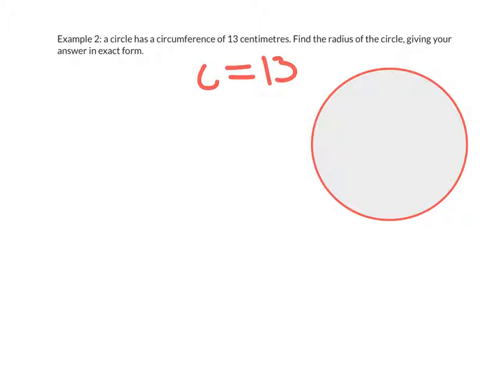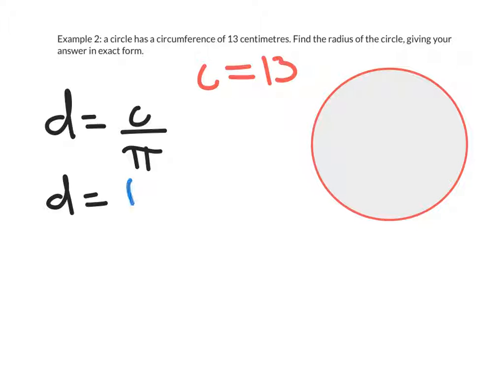So to find our diameter, all we have to do is we have D is going to be equal to C over pi. And to find out what that is, we've just got to substitute our value for C. So we know C is 13. So we're going to replace our C in the equation with a 13. So we have 13 over pi. Now we're very close. That's got the diameter there. And it's in exact form. So all we need to do to find the radius is halve it.